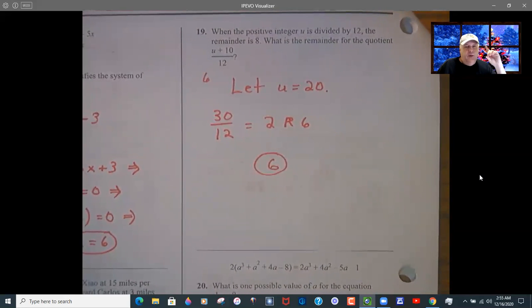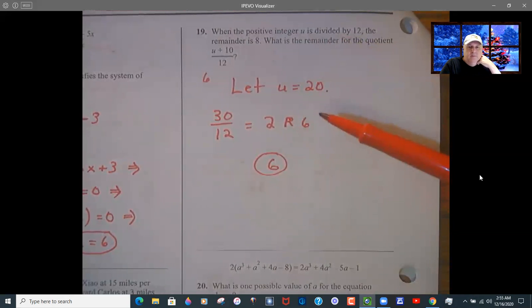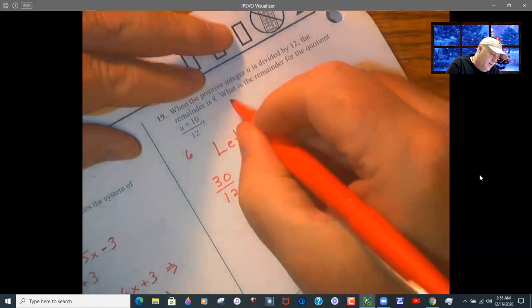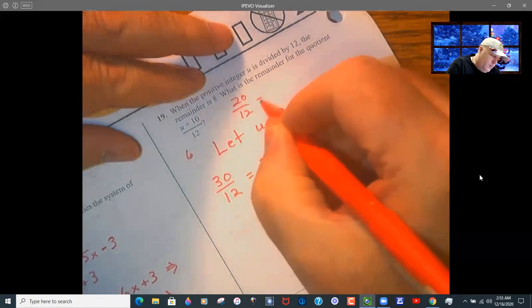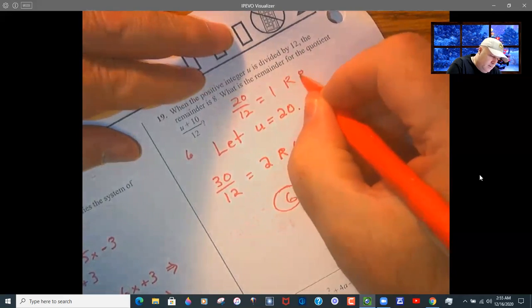Please, this is not a hard problem. Pick a number such that when you divide by 12, the remainder is 8. Well, how about 20? So let u be 20. I need to write that down. 20 over 12 is 1, remainder 8.